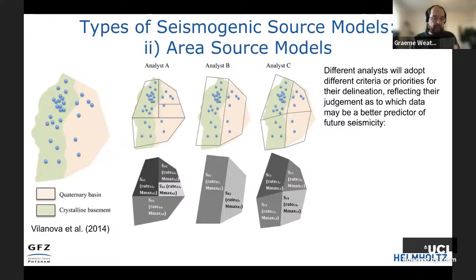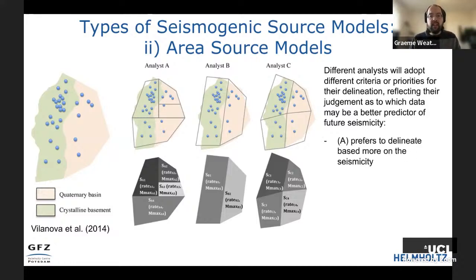So, for example, there's a very good example here from a paper by Villanova et al. 2014, where we have an idealized situation. We have two different geological environments, a quaternary basement and a crystalline basement, and you have some seismicity. You'd ask perhaps different experts to define or delineate zones for this region. And you consult 3 different analysts, and the analysts might come up with different perspectives.